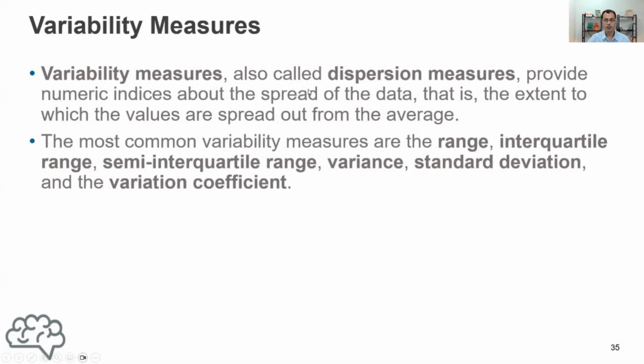The variability or dispersion measures provide a way of calculating the spread of the data, that is, the extent to which the values are spread out from the average. There are different measures of variability, including the range, the interquartile range, semi-interquartile range, variance, standard deviation, and the variation coefficient. We are going to study all of them in this class.